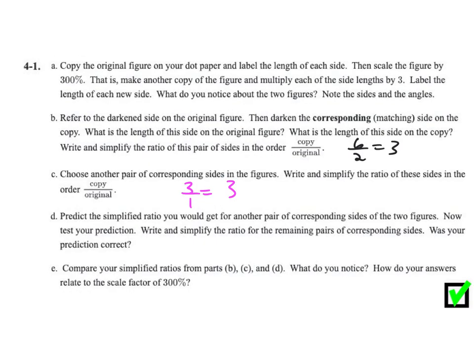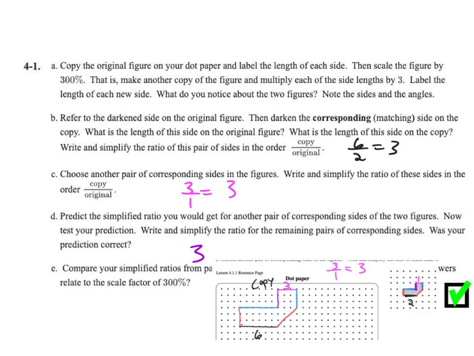Okay, so now in part D, it says predict the simplified ratio you would get. The simplified ratio is just a ratio, which is a fraction. So predict the simplified fraction you'd get for another pair of corresponding sides. Both of these end up being 3. So to me, it makes sense to say that this would also be 3 and then test it. So we're going to test it looking back at our shape here. I've just dropped what that looks like here, and I'm going to choose this red side. On the copy, it is 3 long, and on the original, it is 1. So we can test that by saying, what is 3 over 1? Well, that is 3.